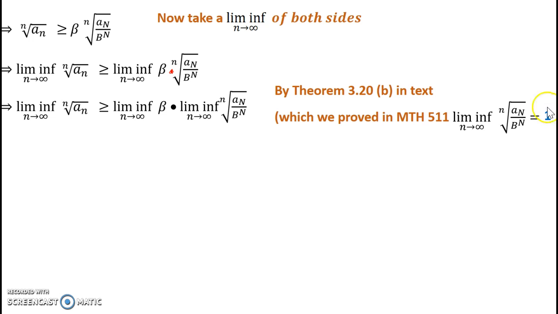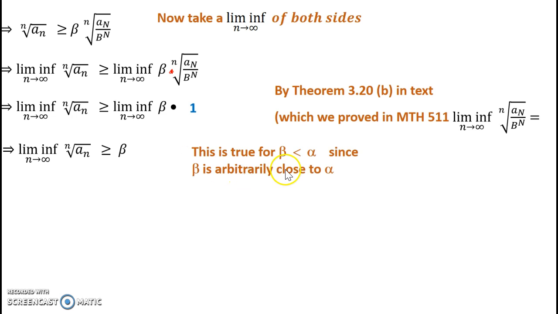So what I can do now is take this 1 and replace it into this expression, which will look like this. In addition to this, beta is just a constant, a very small constant, but it is a constant, and any limit of a constant is the constant itself. So this whole right hand side will simplify to simply beta, implying that the limit infimum as n approaches infinity of the nth root of a sub n is greater than beta. Now, we do know that this is true for every beta which is less than alpha, since beta is arbitrarily close to alpha.